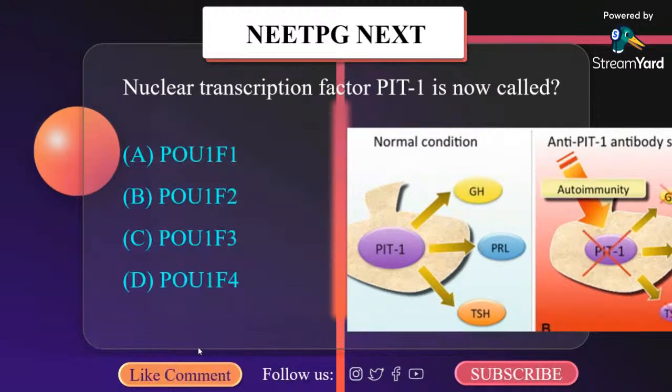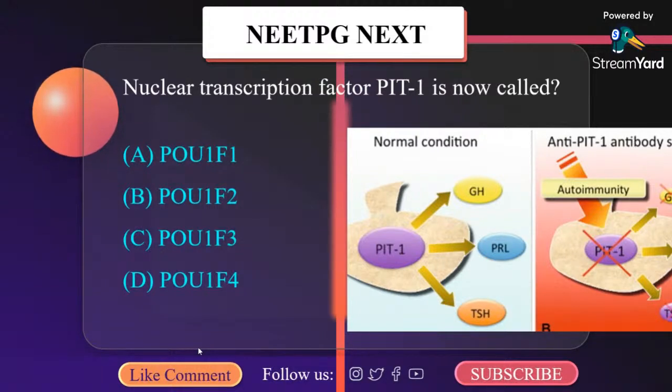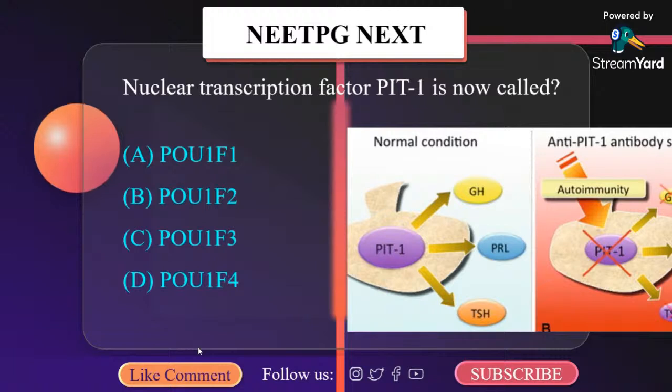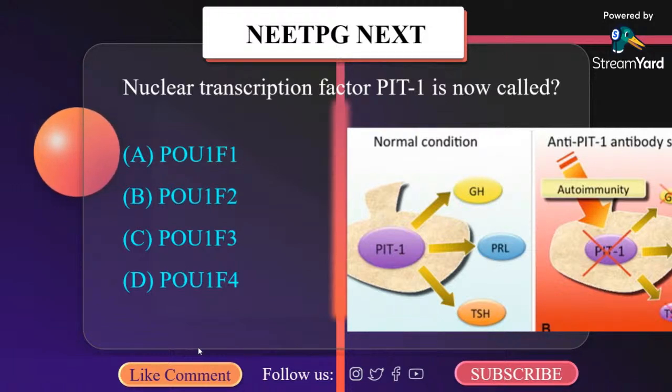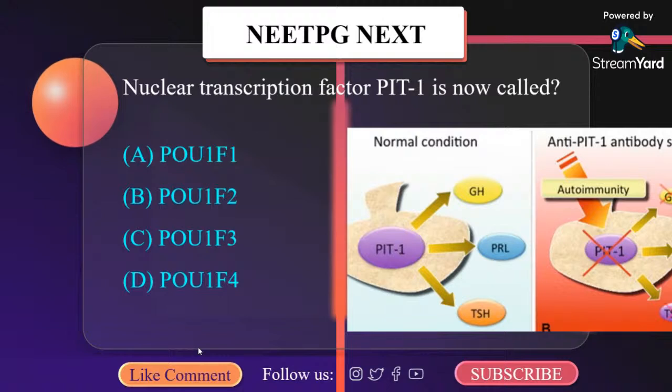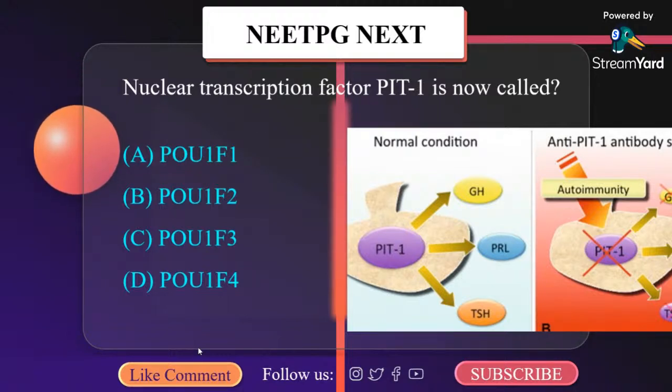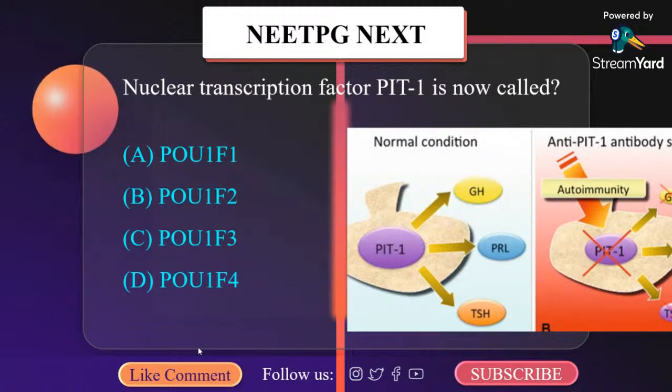Why? This POU1F1 stands for POU domain. It is a class 1 homeobox 1 gene. PIT1 is a pituitary lineage determining factor. PIT1, also known as POU1F1, is a nuclear transcription factor that plays a crucial role in development and function of pituitary gland. Some key points about PIT1 are: number 1, gene regulation.